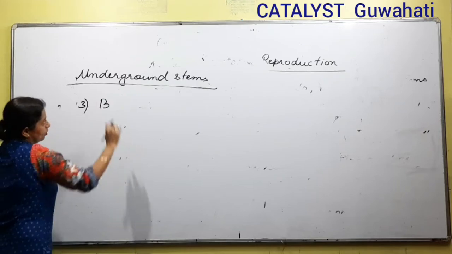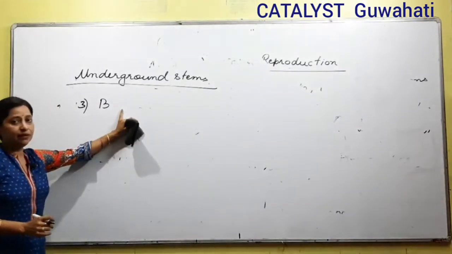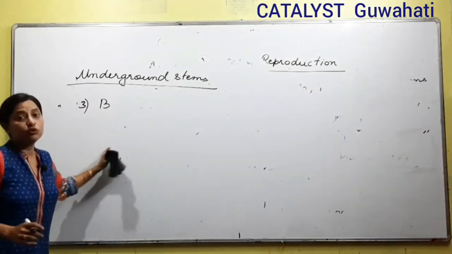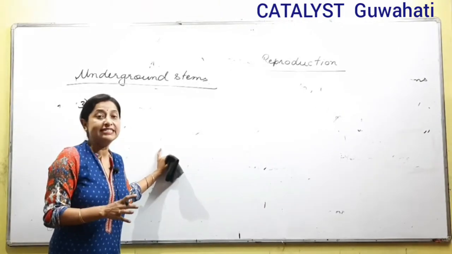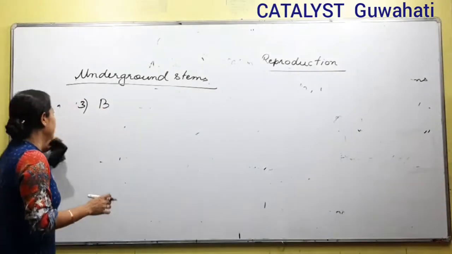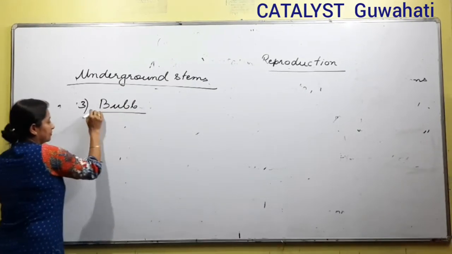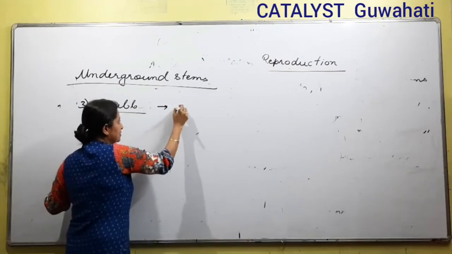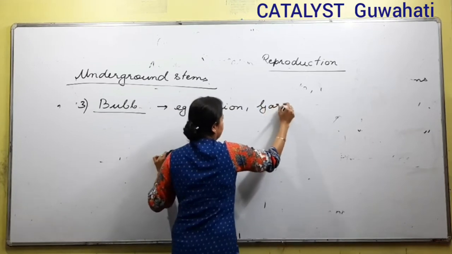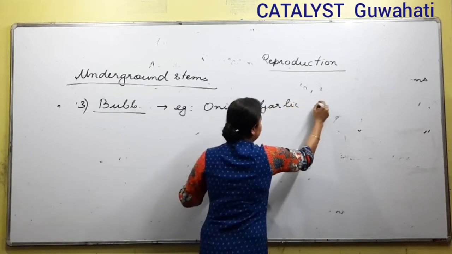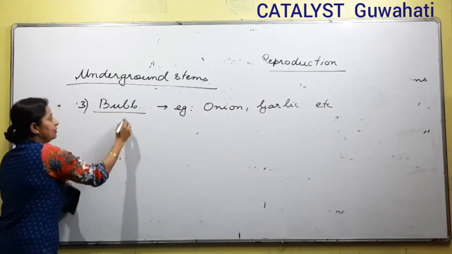Here, since we are talking about underground stem, the third type of underground stem would be bulb. Offset would also be an example of a stem, but it is an example of a creeping stem and not of an underground stem. So the third type of underground stem is bulb. The best examples of bulb are onion, garlic, etc. Right?